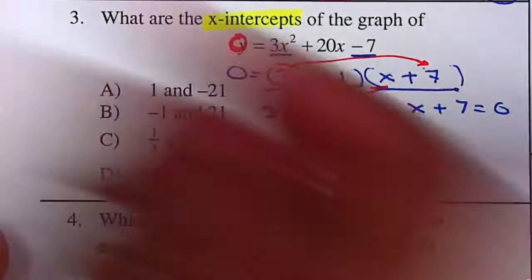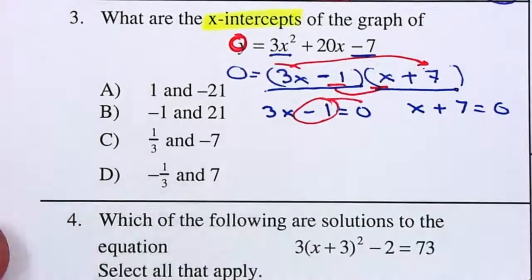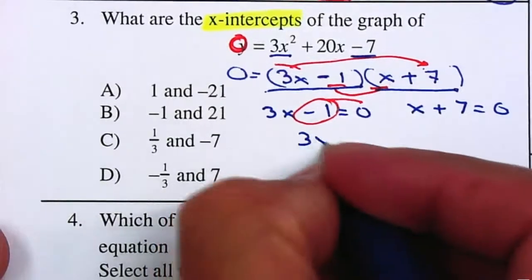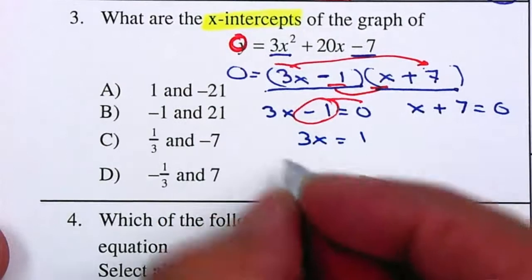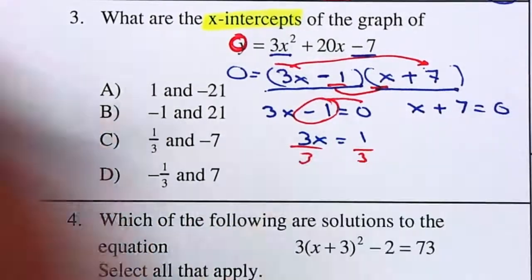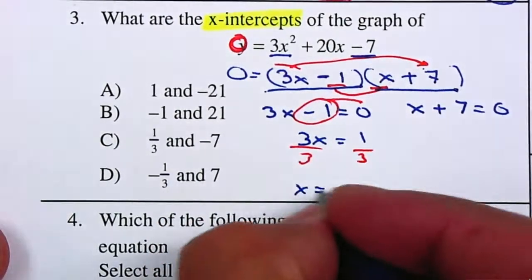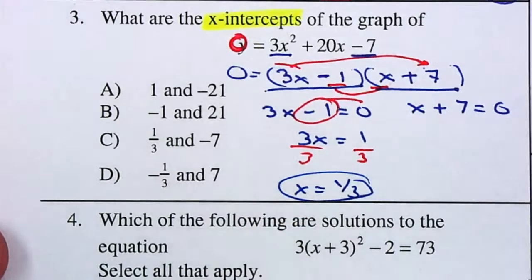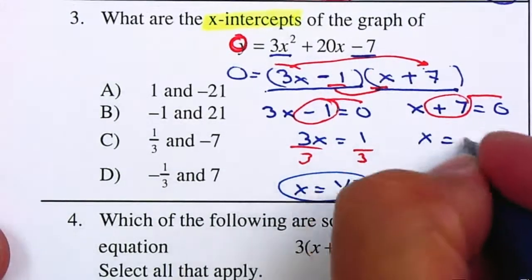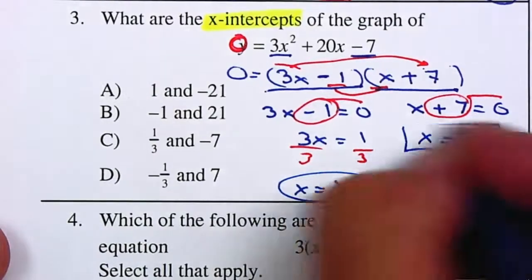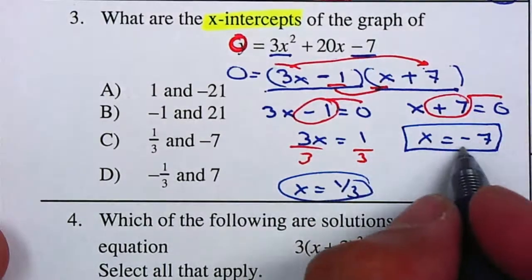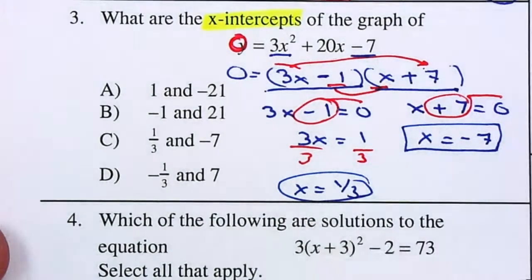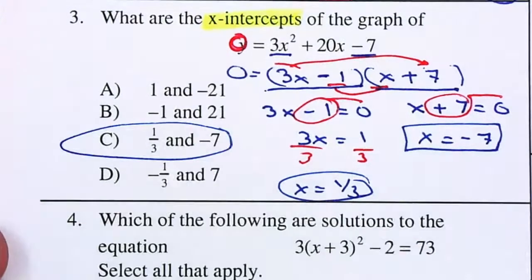So from there I solve each one. Move the 1 to the right, becomes a positive 1. Divide by 3. Divide by 3. x is equal to 1 over 3. Move the 7 to the right, becomes a negative 7. So x is equal to negative 7. So we have two answers, negative 7 and 1/3. So in this case your answer is letter C.